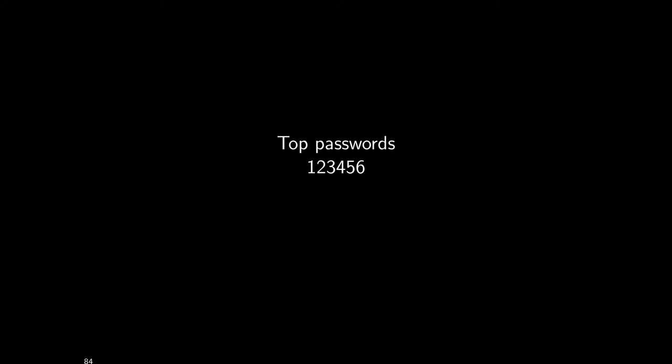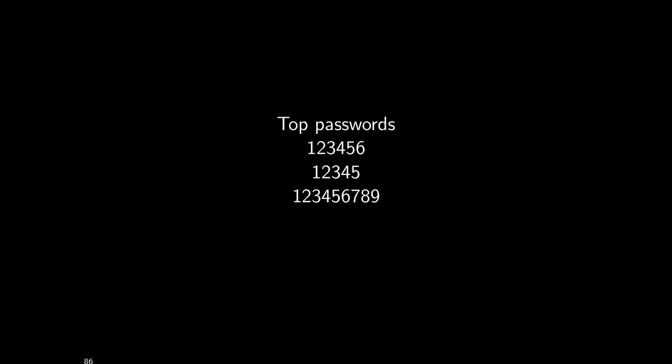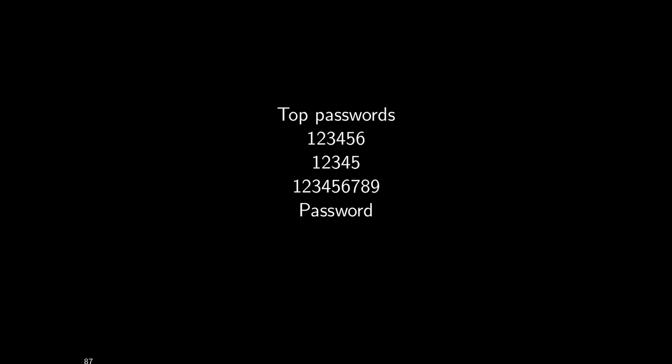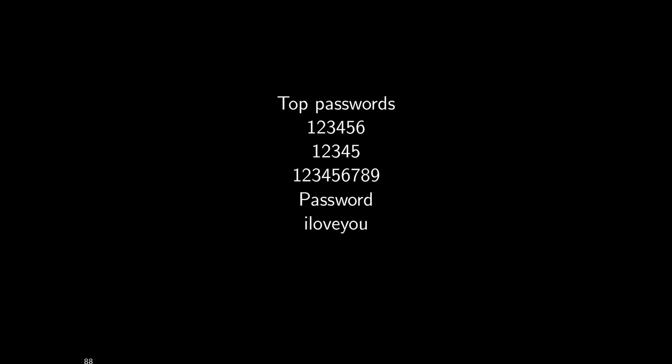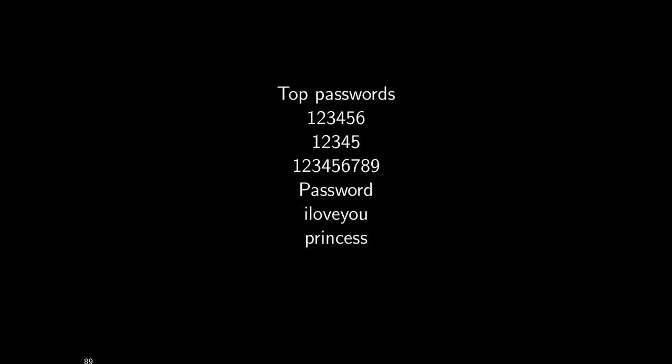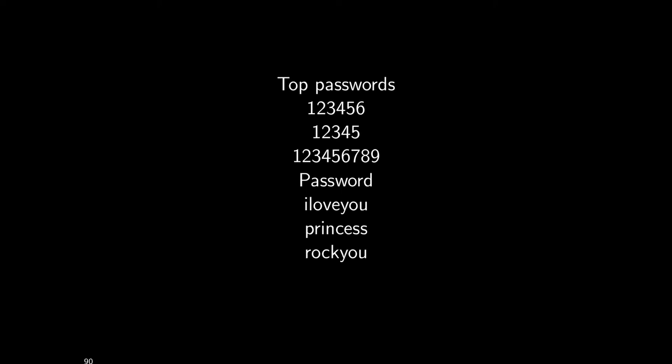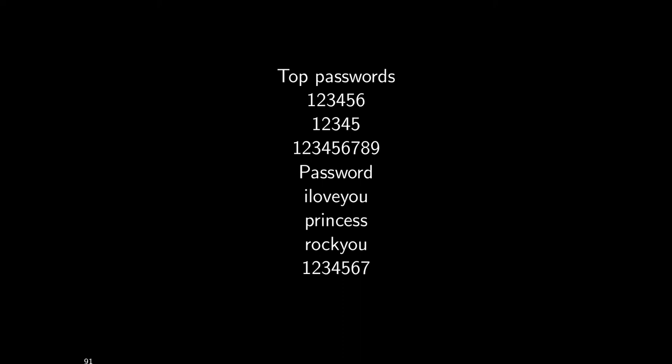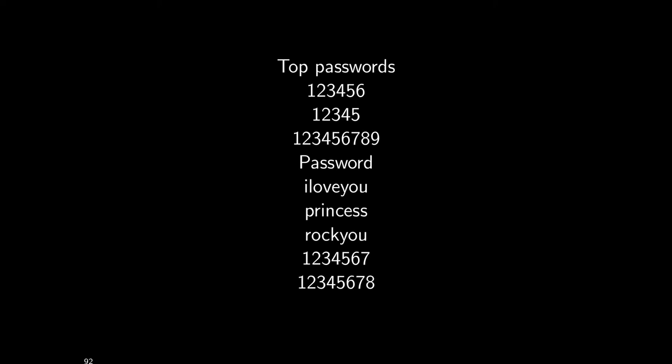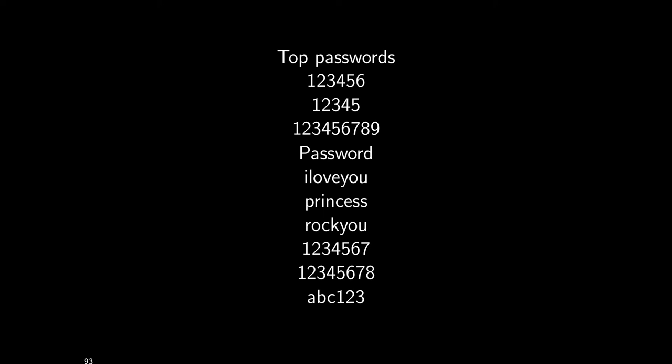We have 1, 2, 3, 4, 5, 6. The less sophisticated 1, 2, 3, 4, 5. Followed by 1, 2, 3, 4, 5, 6, 7, 8, 9. Getting longer and longer. Then password with a capital P. I love you, all lowercase. Princess. Rockyou, which I'm assuming is specifically for this particular site, which was called Rockyou, not because that's a typical choice. 1, 2, 3, 4, 5, 6, 7. We're back to that theme again. 1, 2, 3, 4, 5, 6, 7, 8. And ABC, 1, 2, 3.